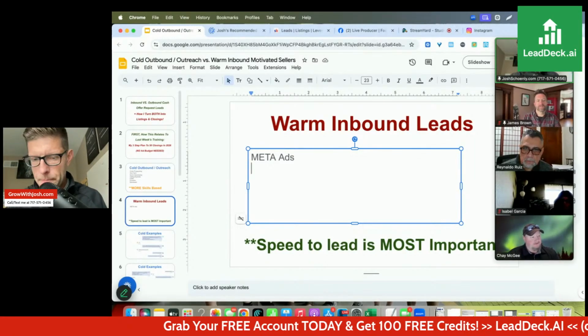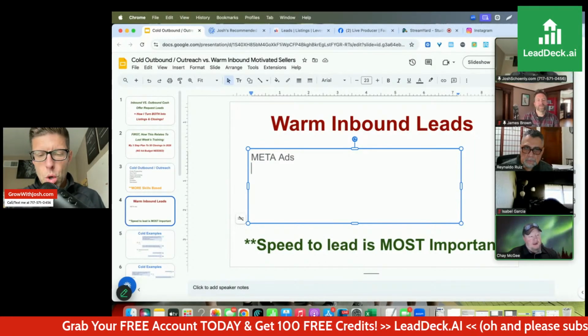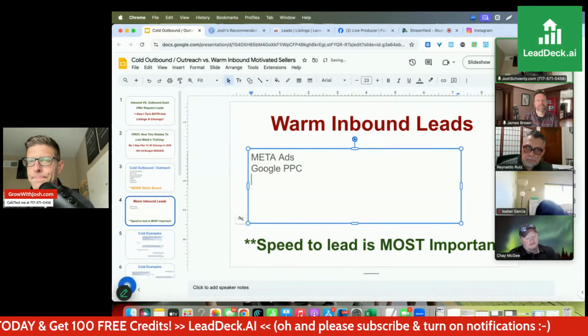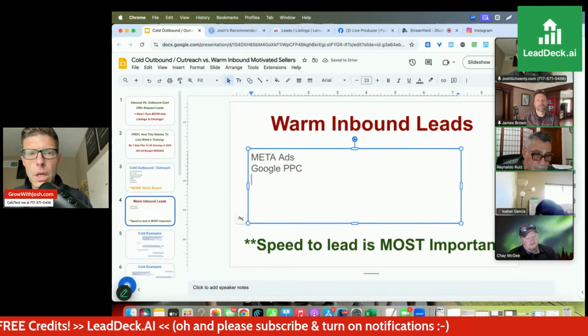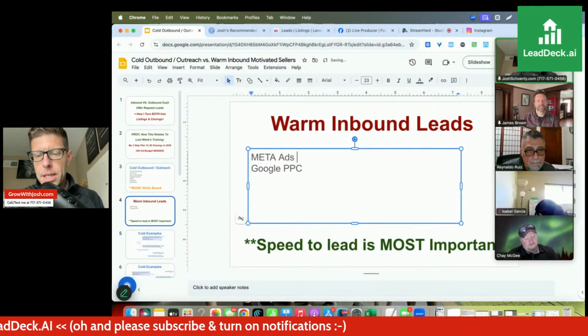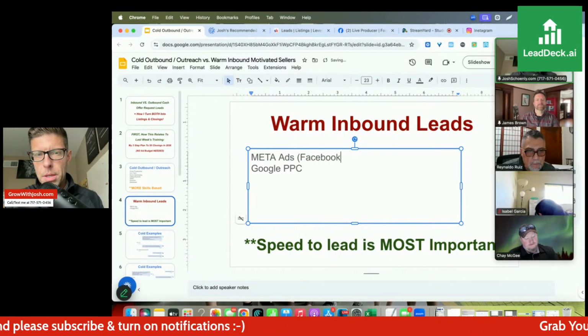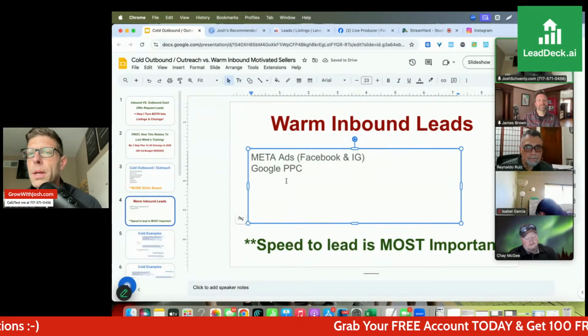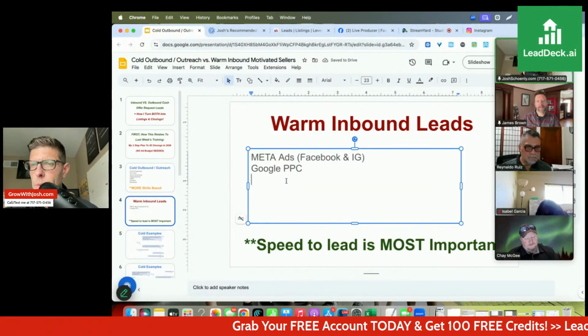Shay, go ahead. Google PPC. Google PPC. Absolutely. Love it. What else? Instagram. Yep. So Meta is Facebook and Instagram. Facebook and IG. We'll put those both in there. But yes, absolutely. 100%. What else? What are we missing here?